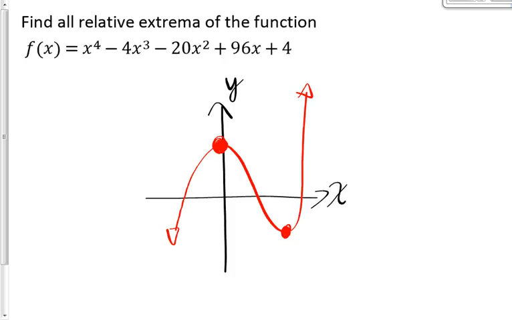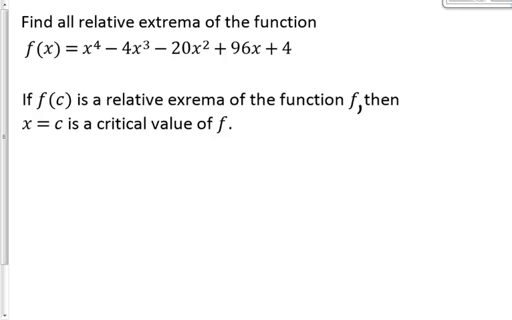So how do we find those kind of values? Well, here's a clue. If f of c, if that specific y value is a relative extrema of the function f, then x equals c is a critical value of f. So it seems as though relative extrema only occur at critical values. So one way of narrowing down where the relative extrema are is to find all the critical values for the function, because relative extrema only occur at critical values.